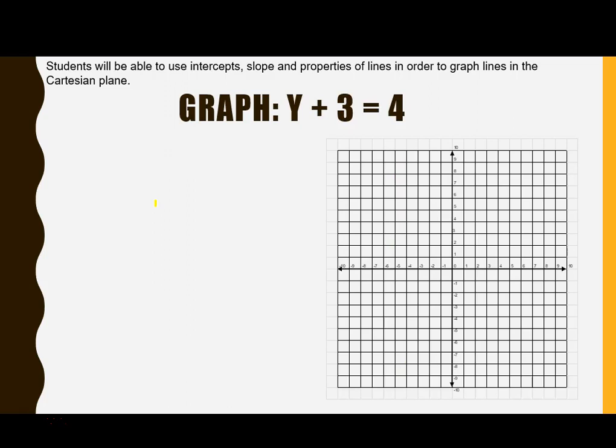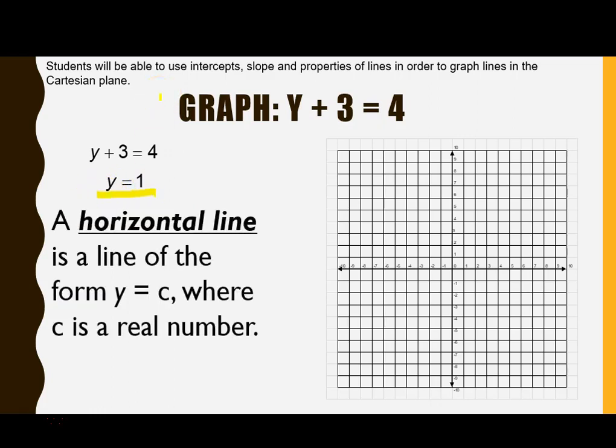Here we have an equation, y plus 3 equals 4. Solve it. Subtract 3 from both sides, and y is 1. Since it says y equals 1, that's a horizontal line. Horizontal lines go across when y equals the constant. Our constant is 1. So we're going to go right through there.